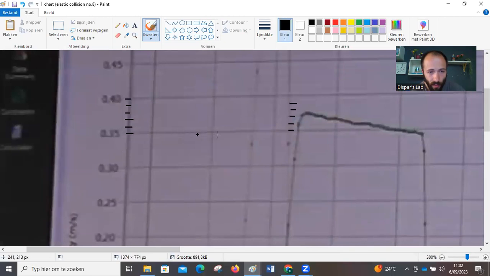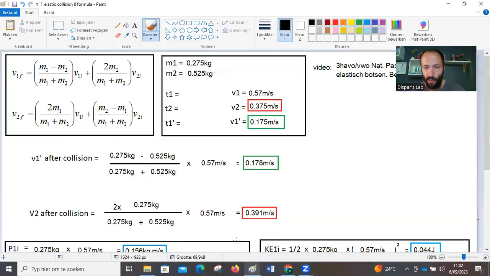And the big mass after collision is over here. So here we have 0.35, 0.36, 0.37, and then 0.38. It looks like in between 0.37 and 0.38. So 0.375. I have chosen those numbers as the velocities.